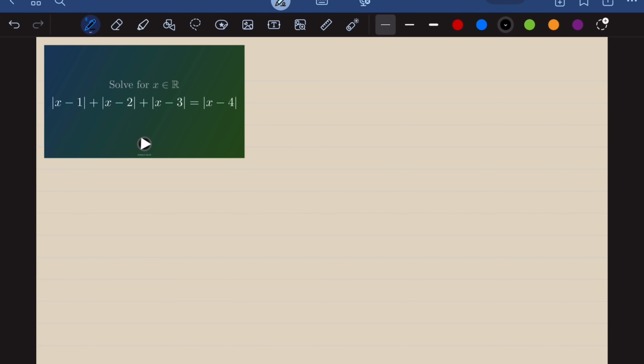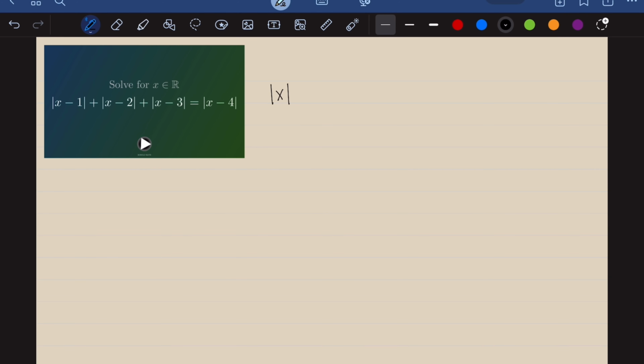In this video, we'll look at a solution for this absolute value equation involving four expressions with absolute value. In many absolute value equations, the standard practice is to consider cases that eliminate the absolute value function. To do so, we will consider the definition of the absolute value function.